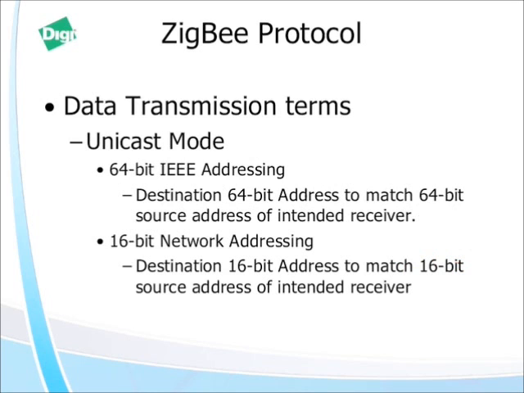There's unicast mode, where it's just like it sounds. If I want to send a packet from point A to point B, I'm just going to unicast that packet by using its 64-bit address or by using its 16-bit address. Again, I'd like to drive the point that I would recommend doing that with the 64-bit address rather than the 16-bit address, especially if you're using one of our gateway products.